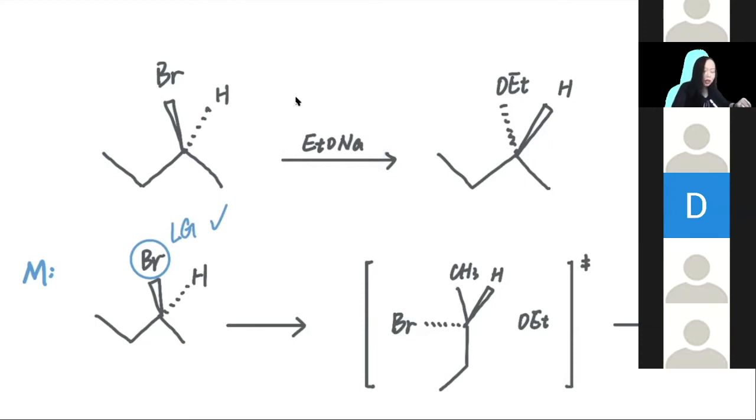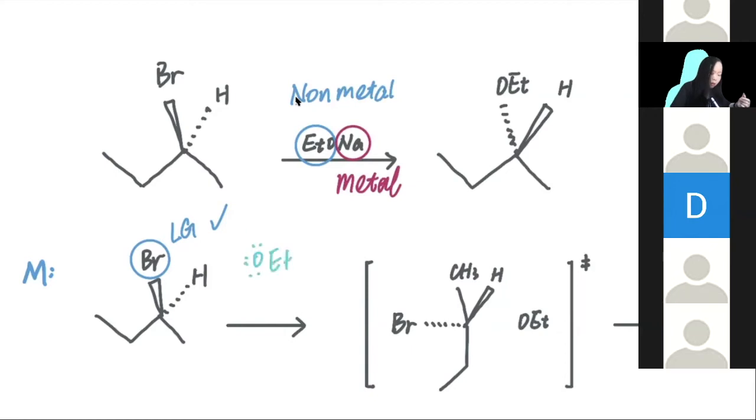A quick recall: this is non-metal, and sodium is metal. It's ionic bonded between these two. So we are going to write OEt minus and sodium plus, because they are ionically bonded. It's going to form a formal charge, if you want.